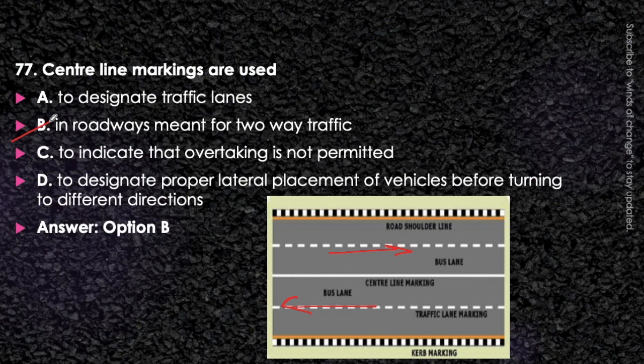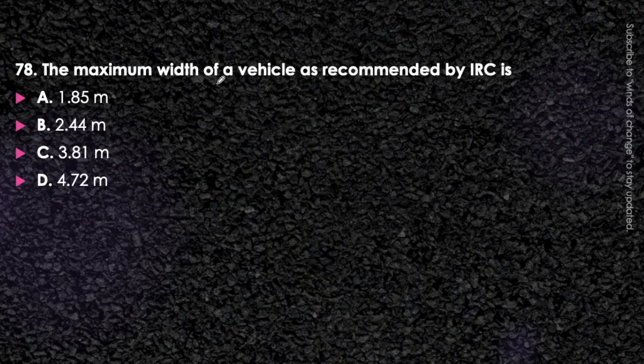Okay. Next question. The maximum width of the vehicle as recommended by the IRC is 1.85 meter, 2.44 meter, 3.81 meter or 4.72 meter. Just think about it. These two values are not possible. Why so? Because the width of the lane is maximum 3.75 meter in case of the single lane road. But if we go for double lane or some other lane, then obviously it is 3.5 meter. So obviously this value should be less than these two. Okay. So it can only be either 2.44 or 1.85 meter.